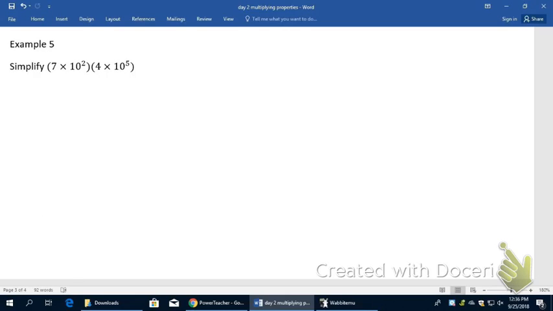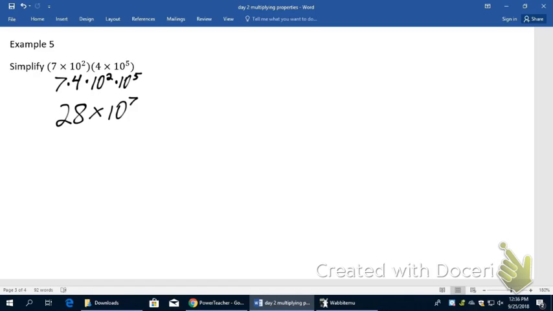For my last example, I'm simplifying this in scientific notation, so let's go ahead and see how that works. I would personally think of it as 7 is going to be multiplying 4, and 10 to the 2nd is going to be multiplying 10 to the 5th. So 7 times 4 is 28, and you'll have a times. 10 to the 2nd and 10 to the 5th will make 10 to the 7th by adding the 2 exponents together.